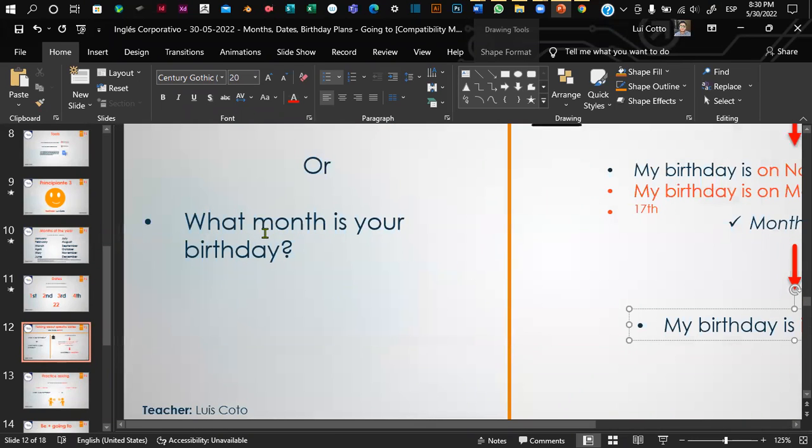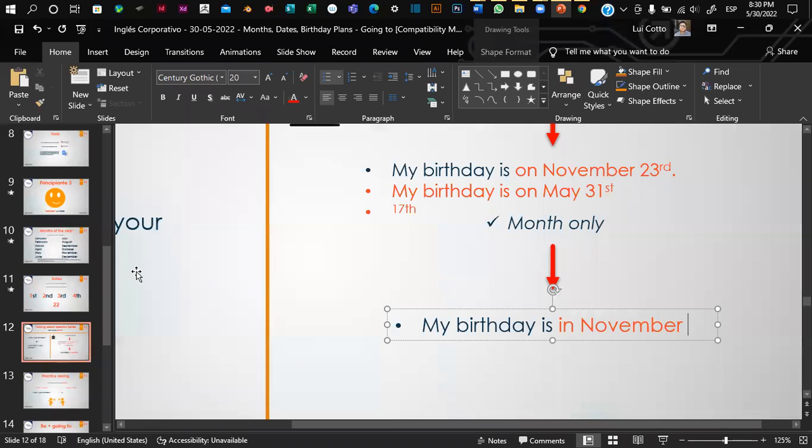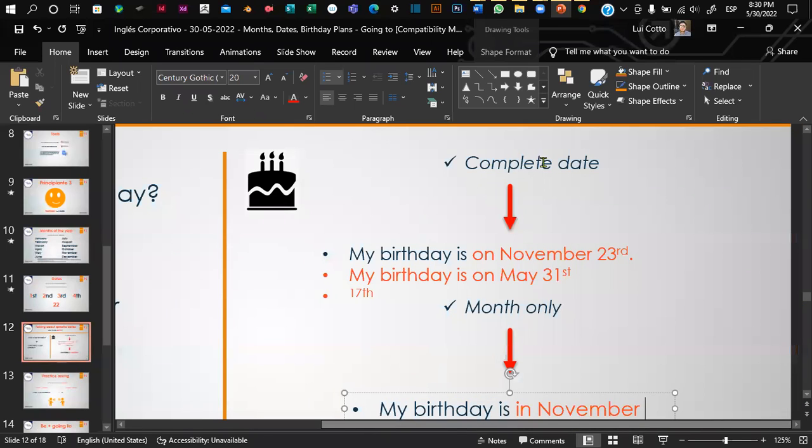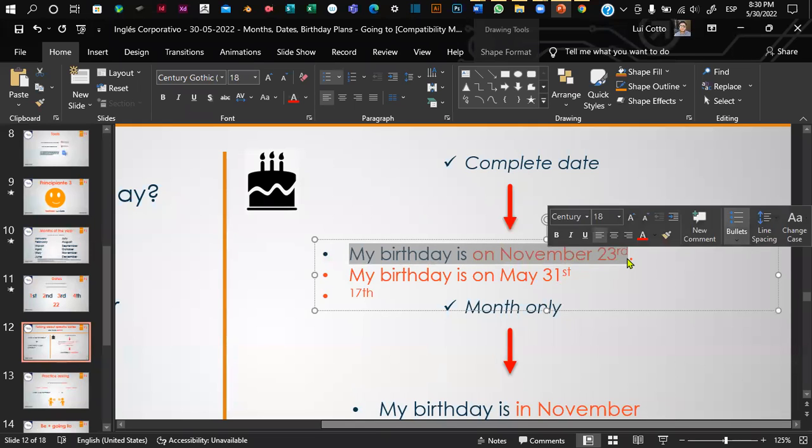What month, de qué mes, or en qué mes? What month, can you repeat it? Can you say it? What month is your birthday? What month? Is your birthday. Okay, is it what? Is not when. Aquí sí tenemos when. When is your birthday complete? The complete date, ¿sí? My birthday is on November 23rd.